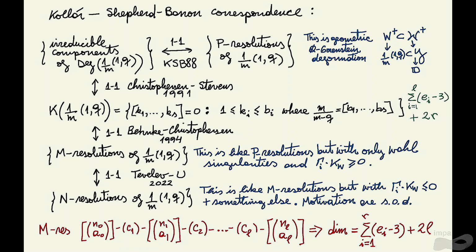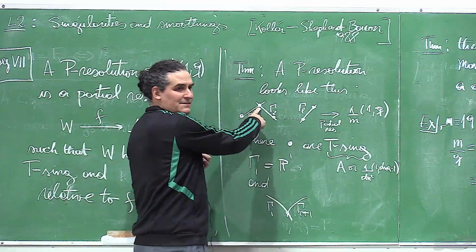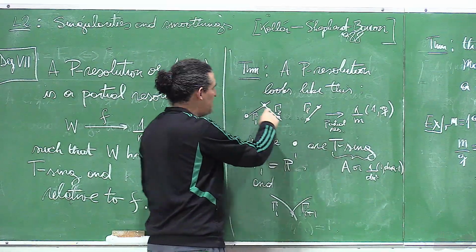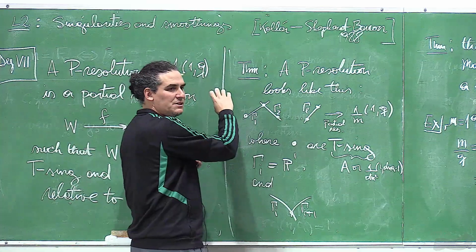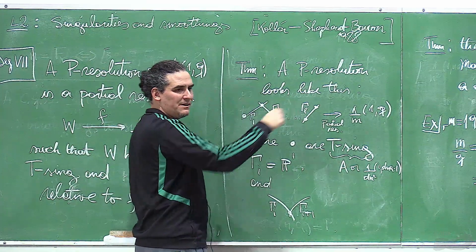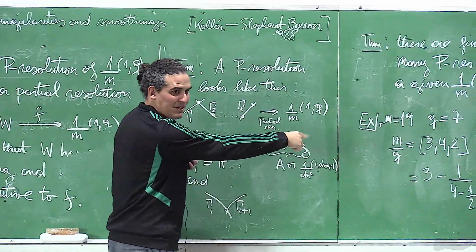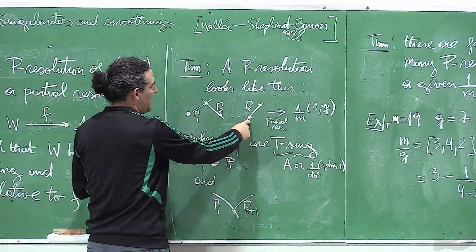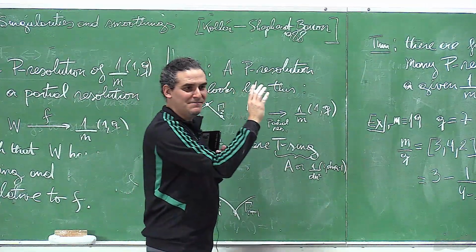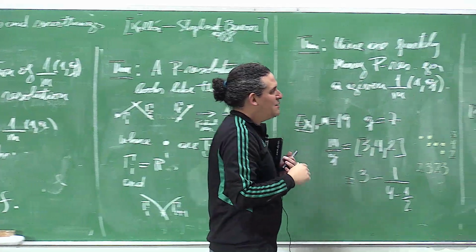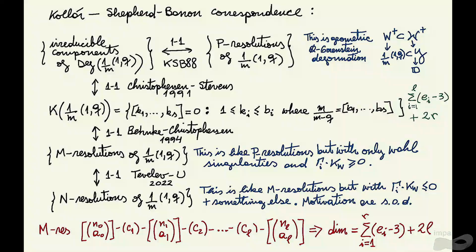Then Christophersen proved that they are in one-to-one correspondence with these M resolutions. An M resolution for us means: when you have a P resolution and you see a T singularity, like 1 over dn squared, you replace it by a chain of Wahl singularities with -1 curves connecting, the thing that I showed you. And when you see an A singularity, you resolve it. That is in one-to-one correspondence with these P resolutions.